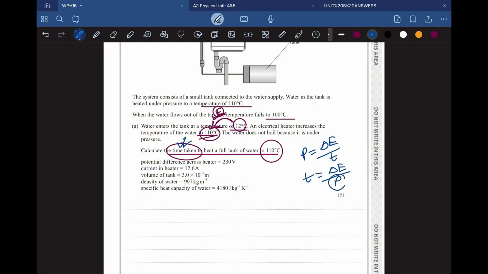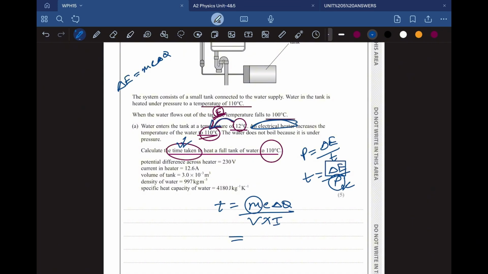Now here we will need the power as well as the del E, the change in energy, or I mean the energy transferred. The energy transferred to increase the temperature from 12 degrees Celsius to 110 degrees Celsius. When we transfer energy to change the temperature, we use the formula del E is equal to mc del theta, right? So here the formula will be T is equal to mc del theta divided by the power formula. The power is provided by the electrical heater to increase the temperature, right? So it will be voltage into current. So here we need the mass. So we will get the mass.